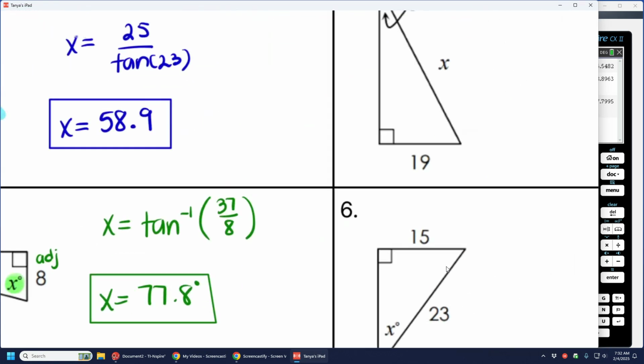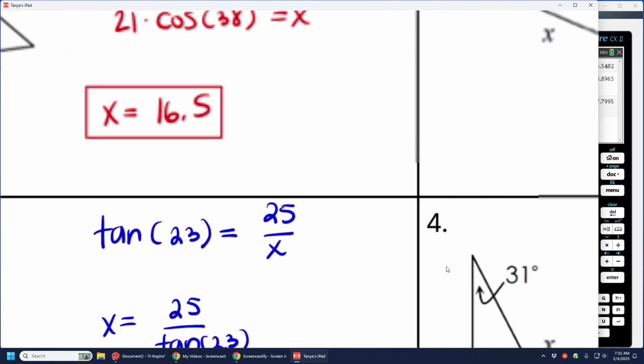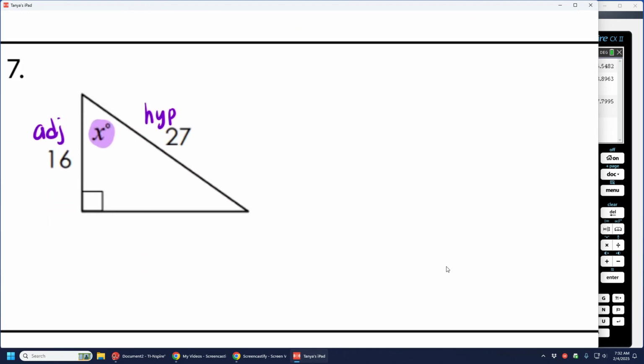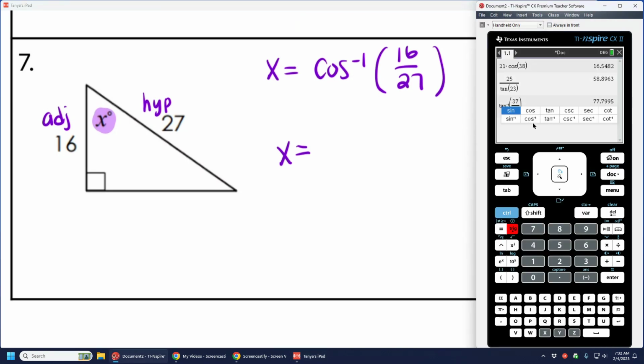Okay, so I'm going to look at my trig ratios. Which one has adjacent and hypotenuse? So this one right here. So we're going to use cosine inverse. Okay, so x equals cosine inverse of adjacent divided by hypotenuse, so 16 over 27. And then we're just going to type that into our calculator. Cosine inverse 16 divided by 27. And I get 53.7.